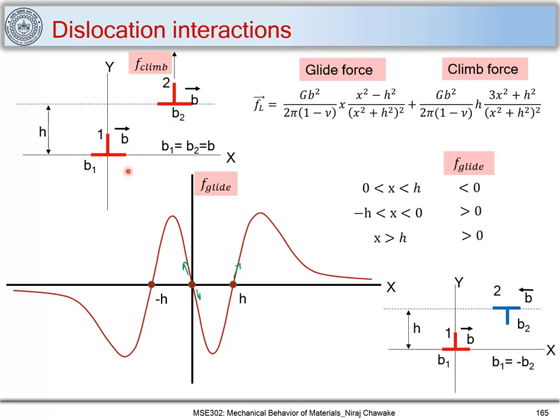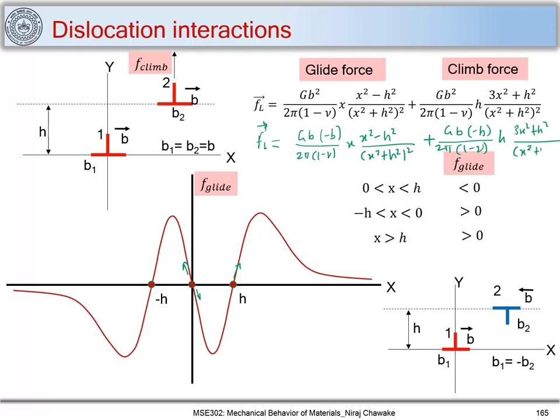Now let's look at another scenario where you have a positive edge dislocation here and a negative dislocation over here. For this scenario, let us write the force here. In this case, b2 is minus b1, and thus we can say it will be minus b, and it has the same terms. Similarly here you can write it as minus b over 2 pi (1 minus mu) times h(3x squared plus h squared) upon (x squared plus h squared) whole squared. And you can look at these relations now.